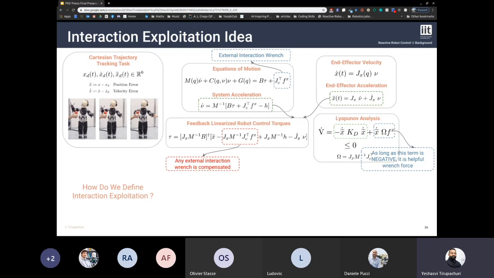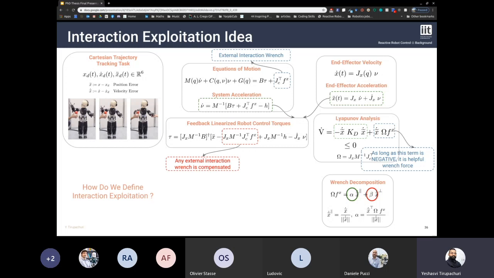Let's do a simple decomposition of this interaction wrench along the parallel and perpendicular directions for the velocity error. Now, the term that is relevant to the velocities is the term in the parallel direction for the velocity error, that is alpha. As long as this term alpha is negative, we can be sure that the system is stable under the influence of this external wrench because the derivative of the Lyapunov function becomes negative.